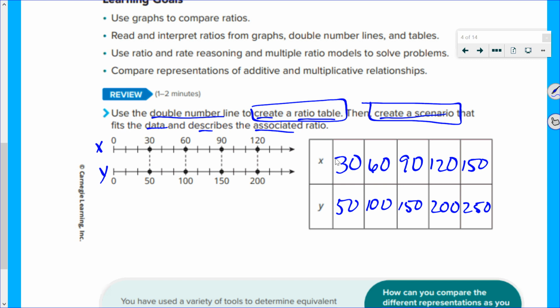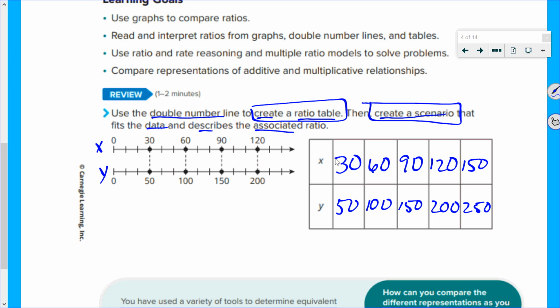Anybody have a different one? Jaden? So I like party. They have 50 pizzas to feed 30 kids. How many pizzas will you need to feed 150 kids? Okay, anybody know an issue with Jaden's scenario? Not everything. He had the right numbers in there.